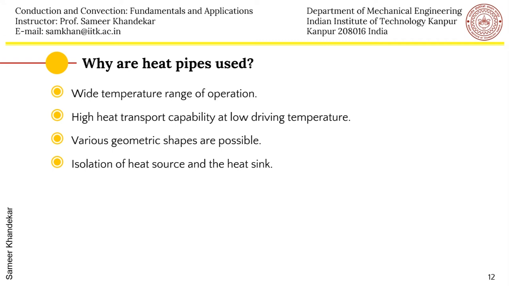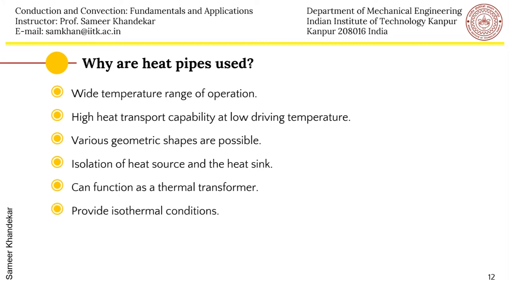Then it can function as a transformer, because you can go from a small area with high flux to a large area with low flux at the condenser. You can also give isothermal conditions because the entire heat pipe is more or less at the same temperature. So wherever you require isothermal sources, like in radiation pyrometers, or in an application of a uniformly heated oven, you can use heat pipes. And of course, needless to say, they are highly efficient passive heat transfer elements with no noise.